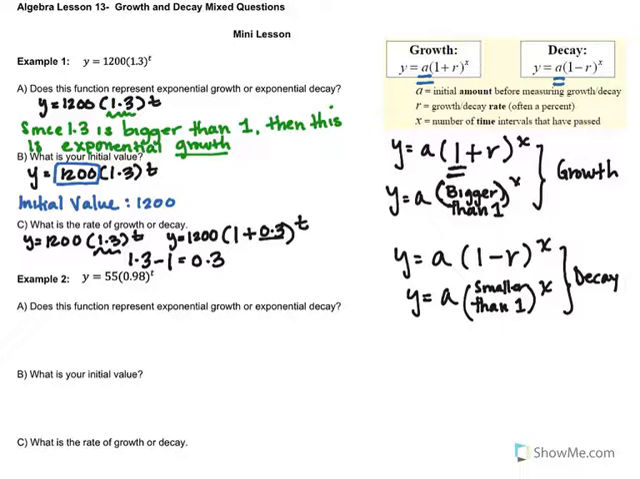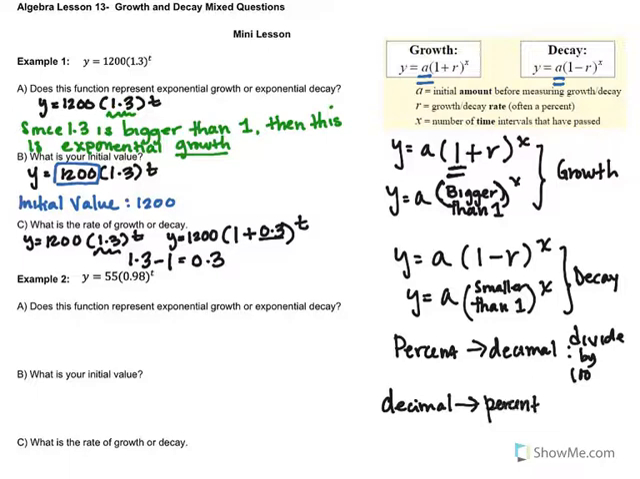If you go back to the previous lessons, remember I told you that to go from a percent to a decimal, we're going to divide by 100. But to go from a decimal, which is what we have, to a percent, you'll do the opposite. And if you remember, the opposite of division is just simply multiplication. So we're going to multiply by 100 to get our percent here.